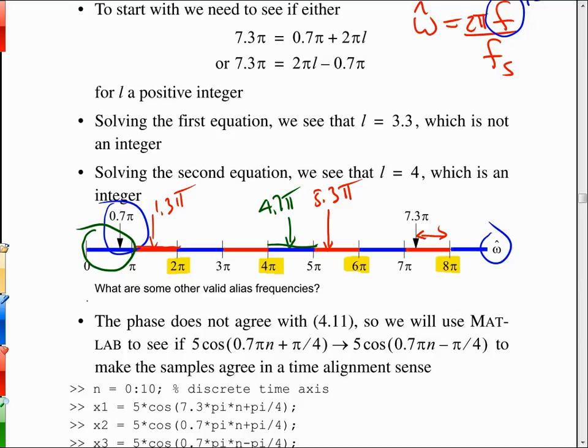And of course, I can always draw another axis down here. I can always draw f, and then I can say corresponding to 2 pi is what? That's fs. So 4 pi is 2fs.